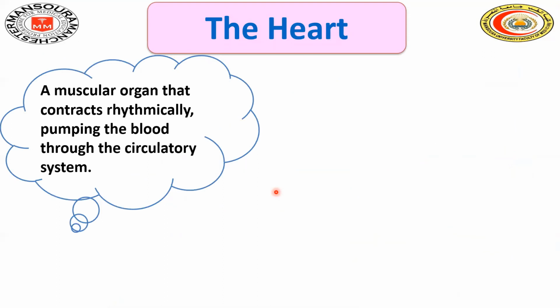To define it, the heart is a muscular organ which contracts rhythmically, pumping the blood through the circulatory system. This means that it is a pump of blood; its chambers contain blood, and contraction of these chambers pushes the blood into the blood vessels.